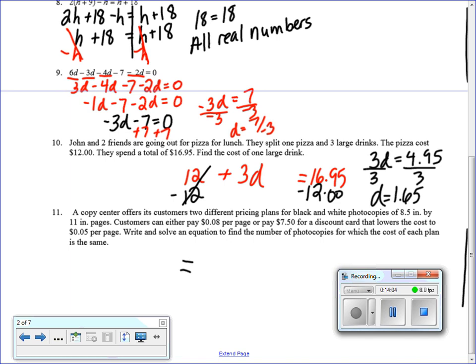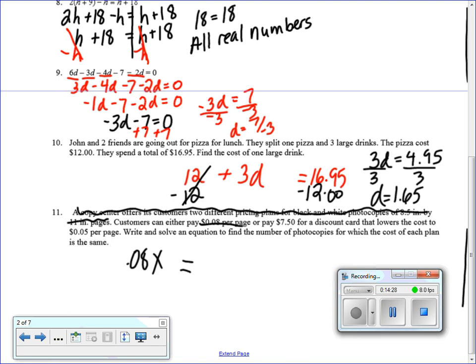Okay, so we're looking at 2 different plans. This first part at the top is extra information; we don't need to know that. We need to know the 2 plans. The first plan is that they can pay 8 cents per page, so 8 cents times x, 0.08x, equals, okay, the other plan.